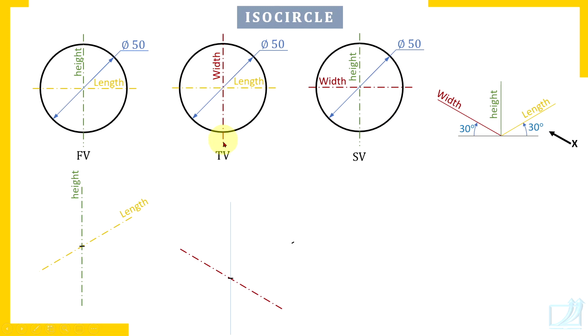So this vertical axis in the top view is actually the axis parallel to width. So you should draw the axis in this manner, parallel to width. And the length axis, this is how you should draw. So this is the length axis. Most important to draw an isocircle in your isometric view is to locate these center lines. Now how to locate these two center lines, try to understand.